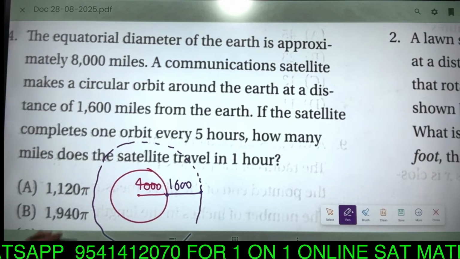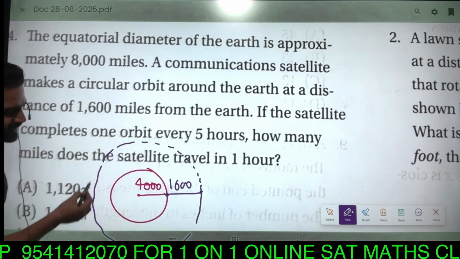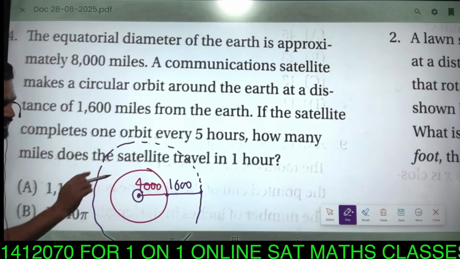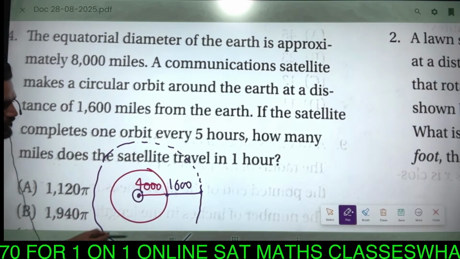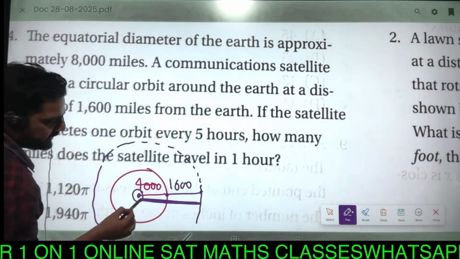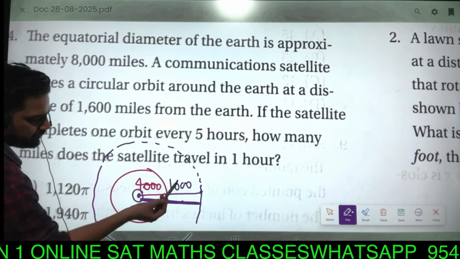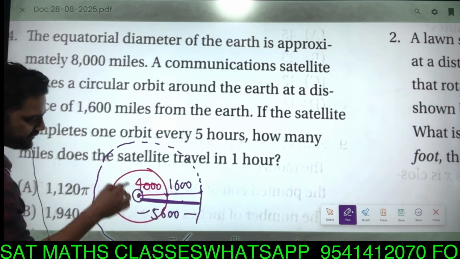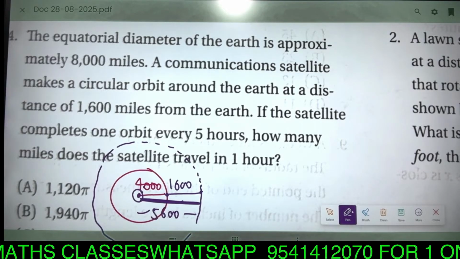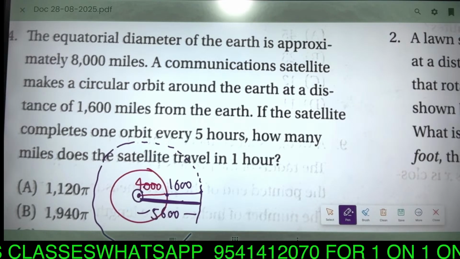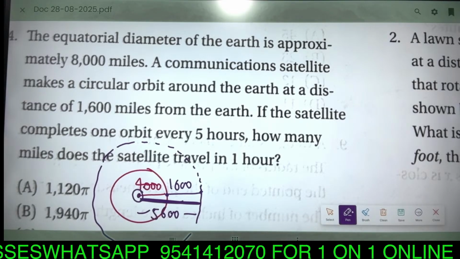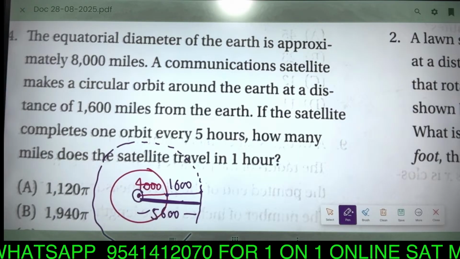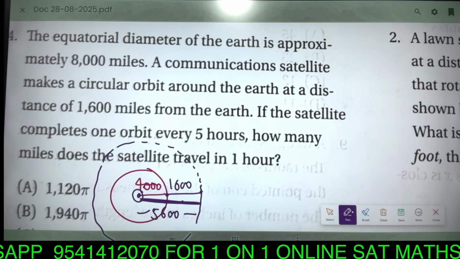If you look at the revolution of the satellite, the center will be the same as the center of the earth, but the radius will change. How much will be the complete radius? To this 4,000 we have to add the 1600, so it will be 5600. This will be the radius of the satellite's orbit. And what we have to tell now, if the satellite completes one orbit every 5 hours, so in 5 hours it is completing one orbit.